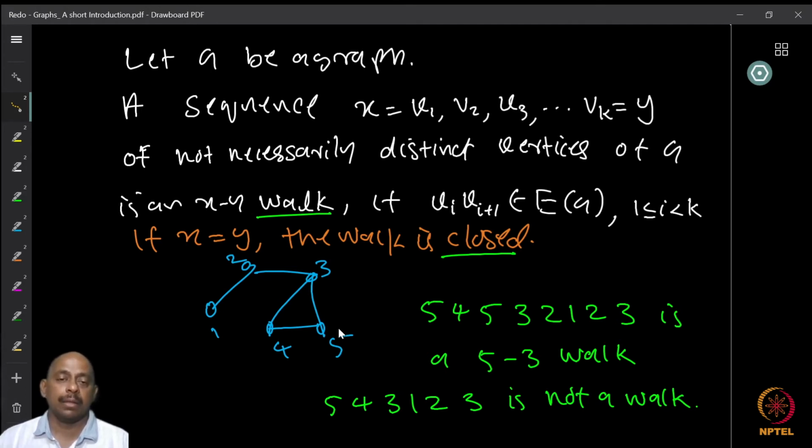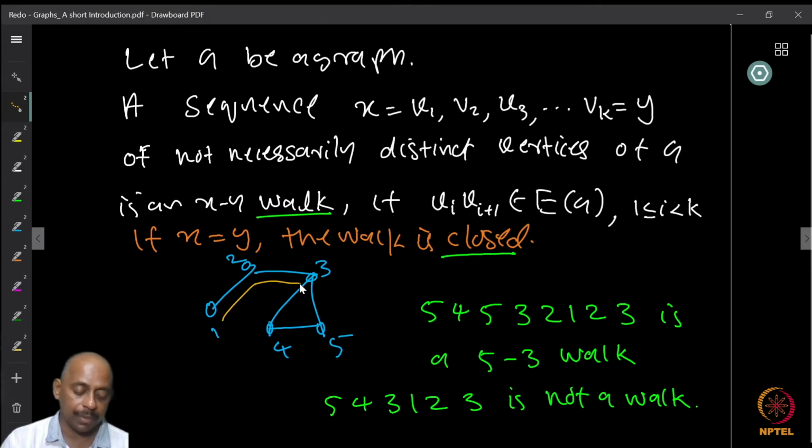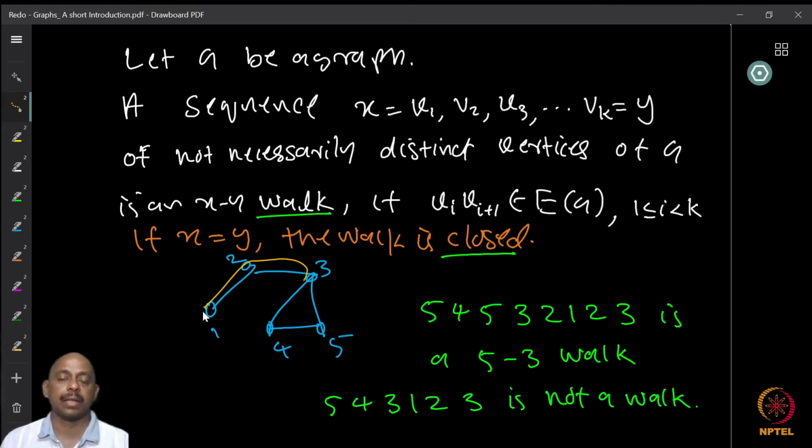Now, if it happens that the starting point is the same as the ending point, then the walk is said to be a closed walk. So for example, if I start with 1, I go to 3, 2, 3, then go back to 2 and then back to 1. Then that is a closed walk in the graph.